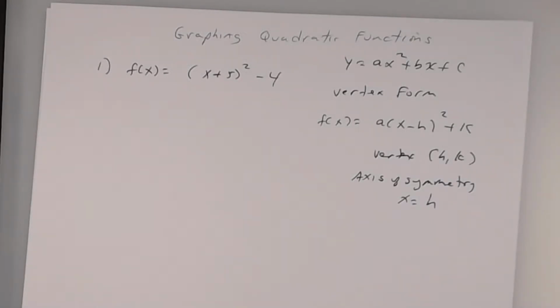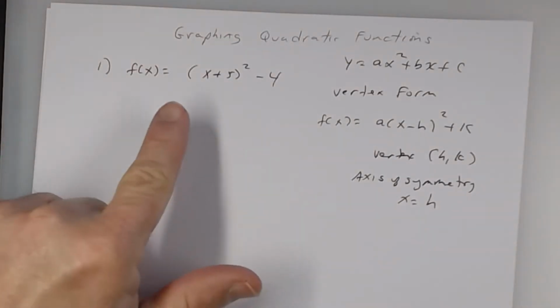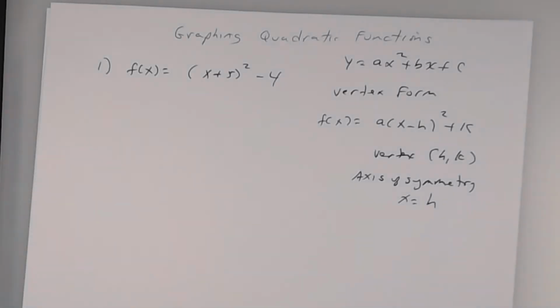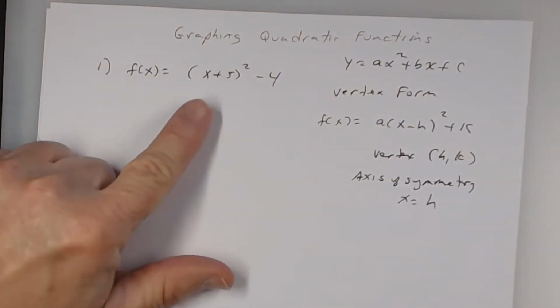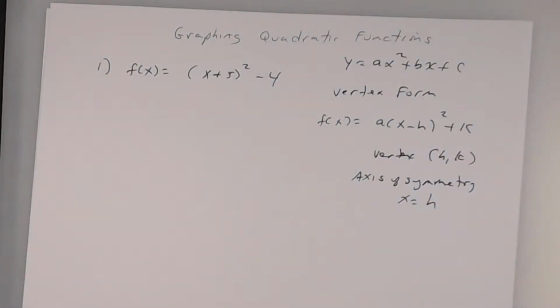And there will be a problem in your test where one will be in vertex form, and I could easily ask you, if you look at the study guide, what's the vertex, what's the axis of symmetry. So that's pretty easy to determine if it's in vertex form. Okay, so at this point, let's go ahead.